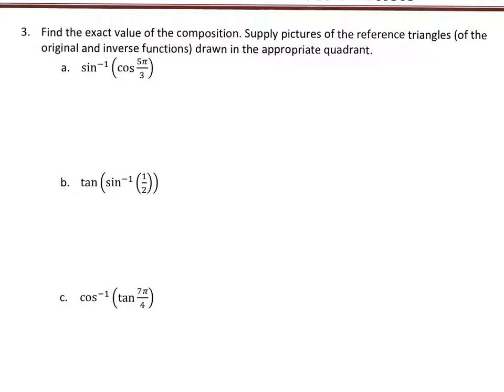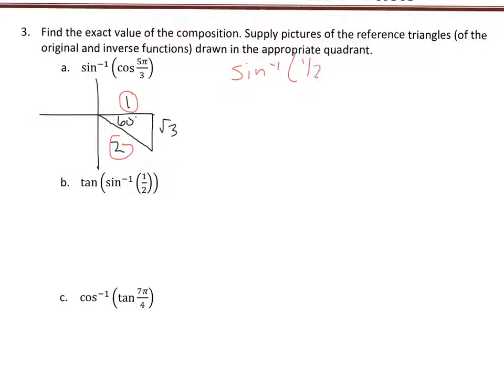So next one, I'm going to have to draw 2 different pictures here because I'm doing 2 different things. So draw my coordinate grid. I'm going to work on the cosine of pi over 3 first. So pi over 3 would be in this quadrant right here. My reference angle would be 60. So across from 60 is your square root 3. Your adjacent would be 1 and 2. So cosine now is my adjacent over my hypotenuse. So now what I'm dealing with is sine inverse of positive 1/2.